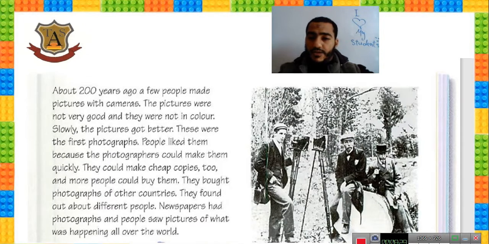Another picture here. I saw some men here. I think they have cameras, and they are in a jungle or forest. They are in an open place. This photo is not in color, so it's an old photo, but it was taken with a camera.